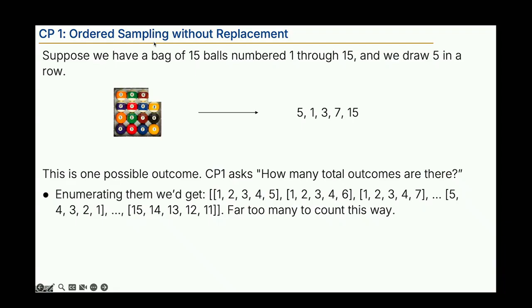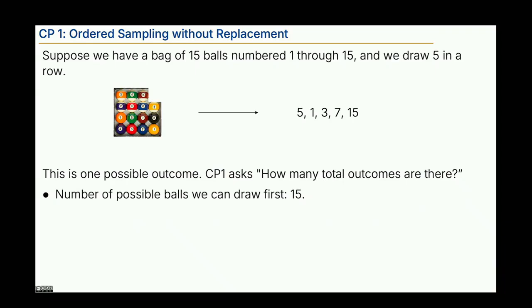But I can't enumerate all of these possibilities just by writing them out and counting them. Right? Does it make sense? And so, by the way, the other 3 counting problems are going to be variations. Is it unordered? Is it with or without replacement? But for now, we're going to focus on this problem.